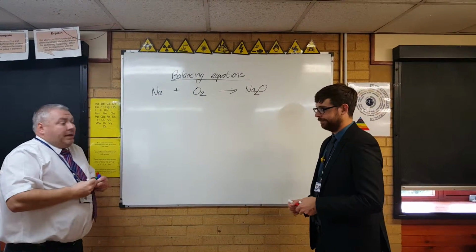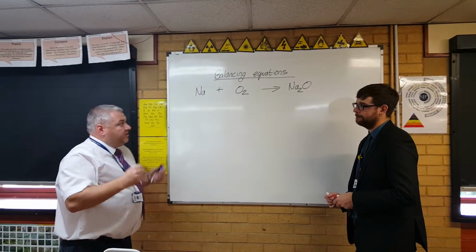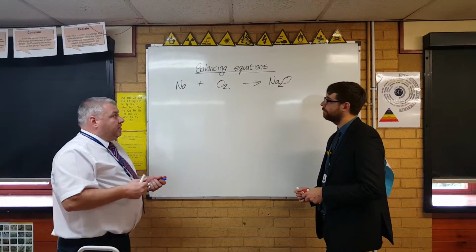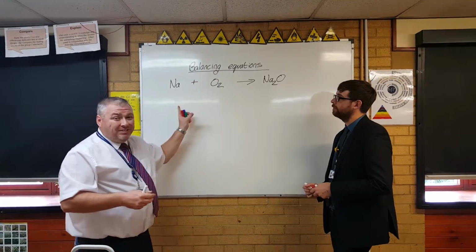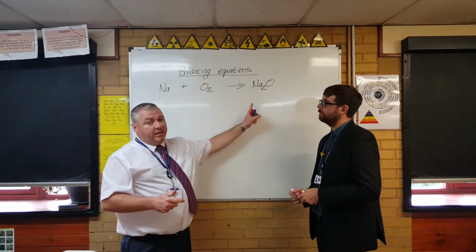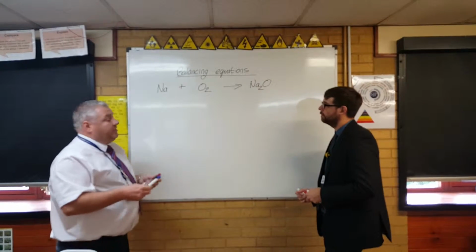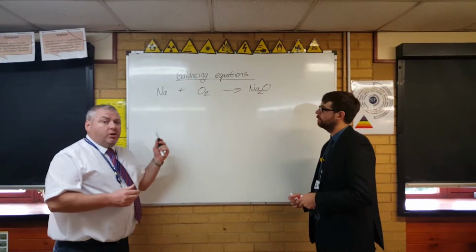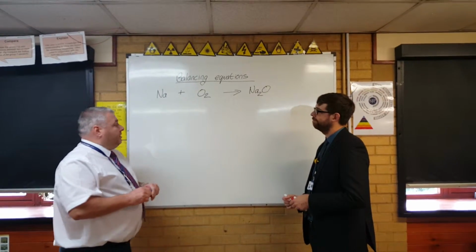So how do we balance this equation? Well, the first law of thermodynamics says that energy and matter cannot be created or destroyed. So that means what we have on the left-hand side, we must have on the right-hand side. So the first thing we need to do is count up how many of each type of atom we've got on each side of the equation.